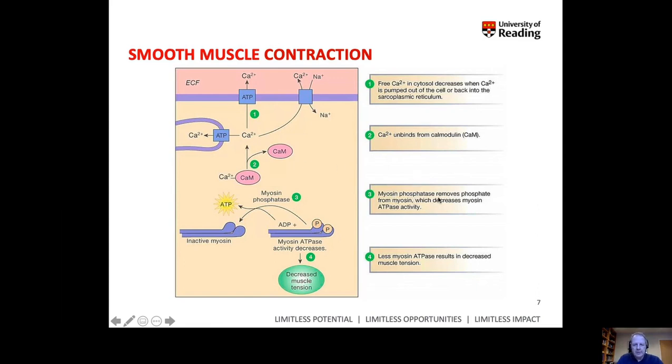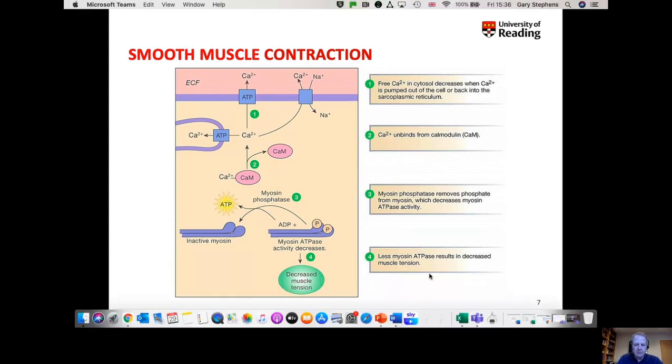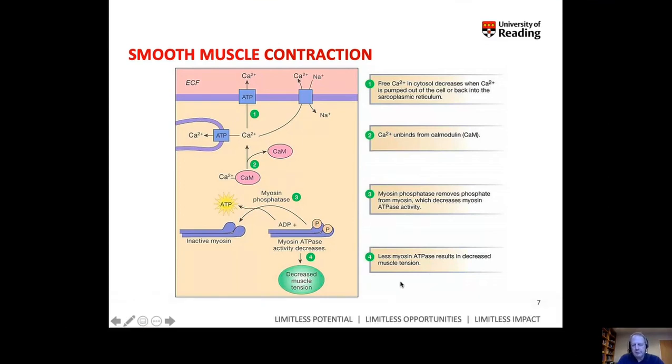Myosin phosphatase, an enzyme, removes phosphate from myosin, which decreases myosin ATPase activity. Less myosin ATPase results in decreased muscle tension. So similar, but slightly different to the excitation contraction coupling that we've seen in skeletal and cardiac muscle, which is much, let's say, more well defined and well controlled.